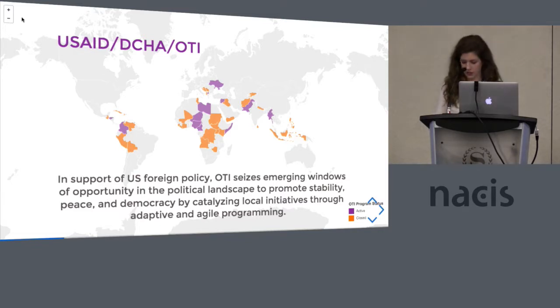The Office of Transition Initiatives' mission is to help the U.S. meet its critical foreign policy priorities in places like Ukraine, Syria, Libya, and Pakistan, working to support countering violent extremism, peace, and good governance. OTI is in about 14 countries at any given time. If you look at the map on the screen, the active programs are in the purplish pink color, and the orange programs are places that we've worked in the past.